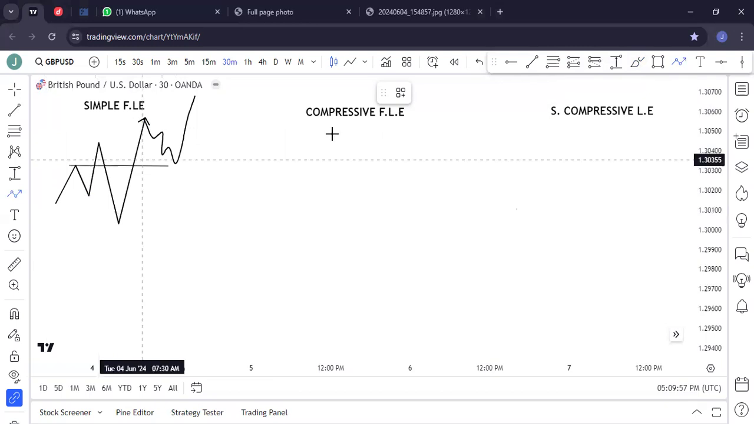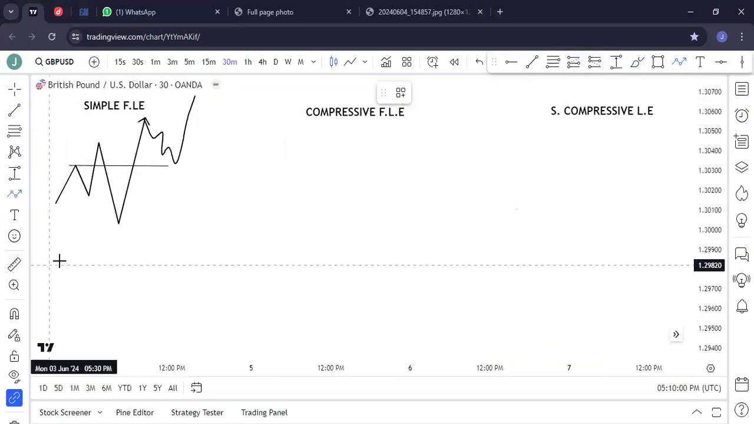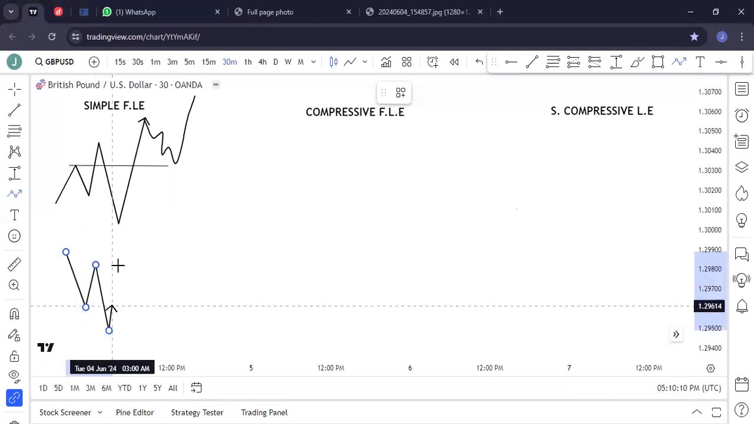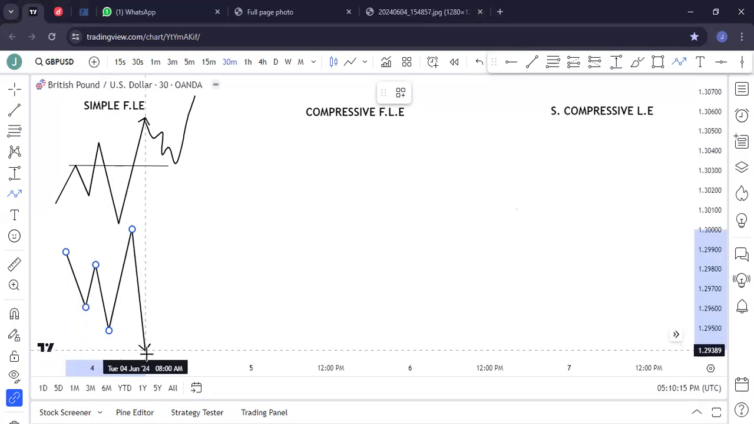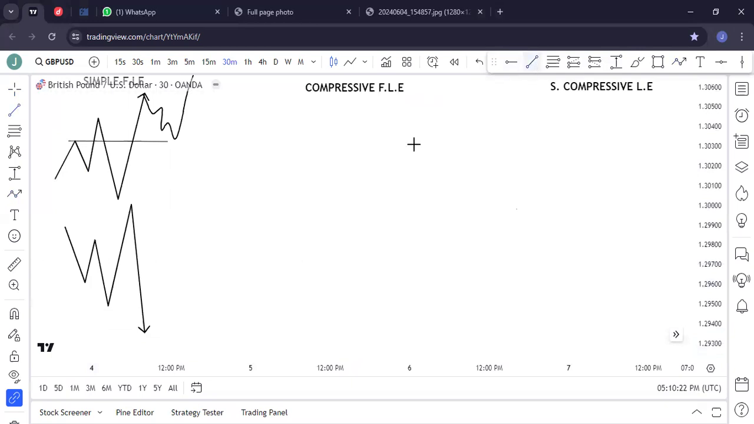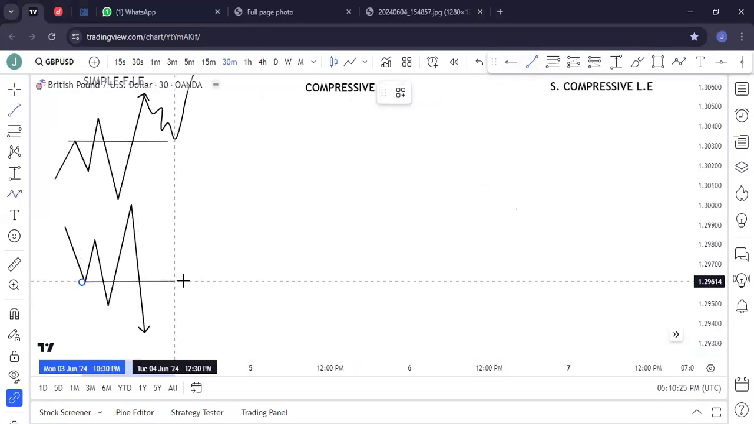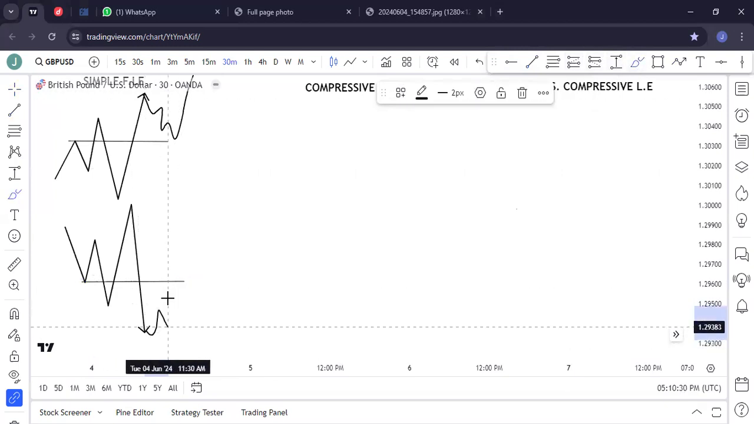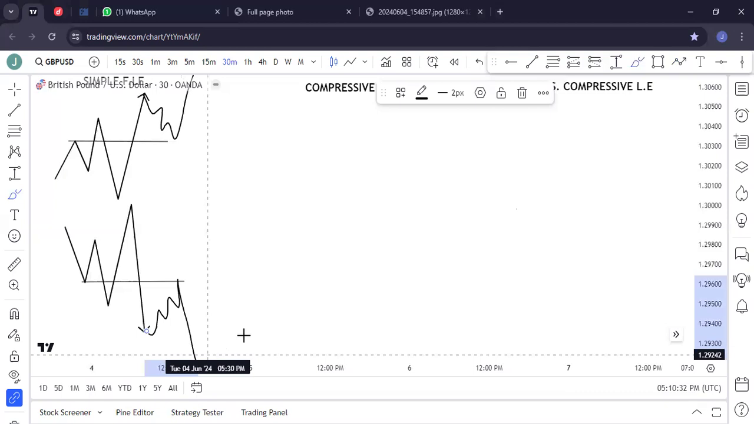Same applies in a bullish movement, where the market breaks below and then changes the character. We were supposed to enter here as liquidity engineering, but the market breaks below. So what are we going to do here? We were supposed to enter at this point as liquidity engineering. Now we are going to enter at this point as failed liquidity engineering.